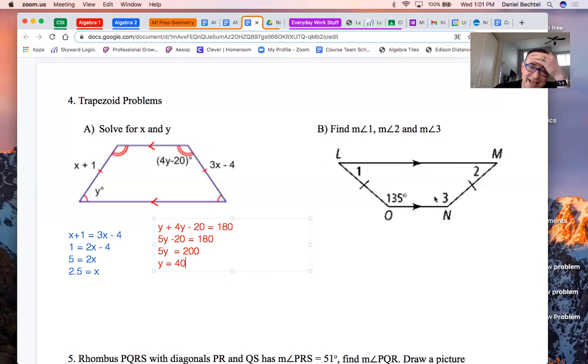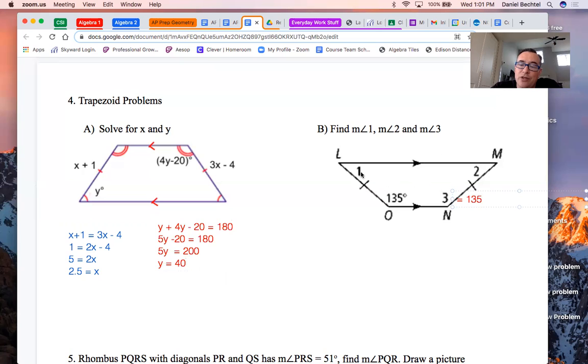Now, taking care of the rest of these is actually kind of fun. This one will be really fast because we know that angles 1 and 2 are congruent to each other. We know that angles 3 and this 135 are congruent to each other. So I can already use that to say, well, if that's the case, I know that this one is equal to 135. Boom. One step done.